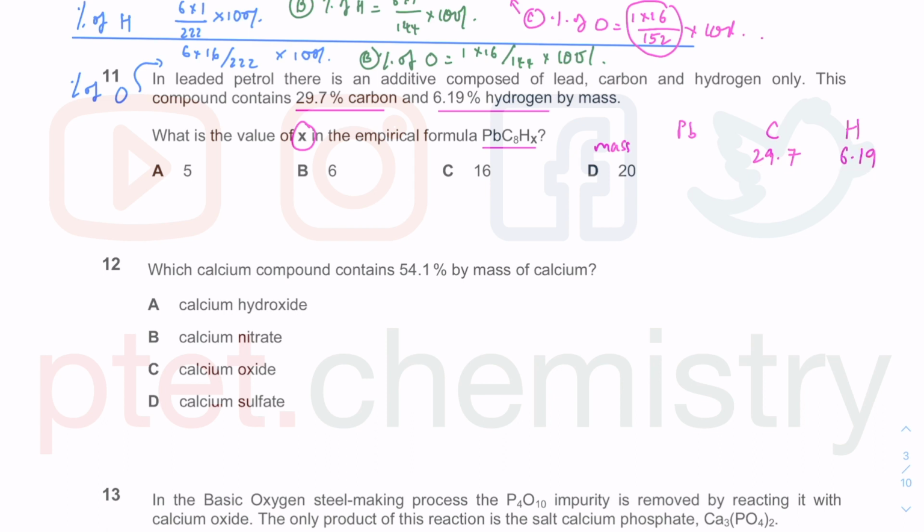I don't know what is the mass of these, but considering these percentages are marked out of 100, just like your exam, marked out of 100%. So this is going to be the difference from 100% minus the sum of these two. So 100 minus bracket 29.7 plus 6.19. The difference there is 64.11%. And that will give me the mass per 100 gram.